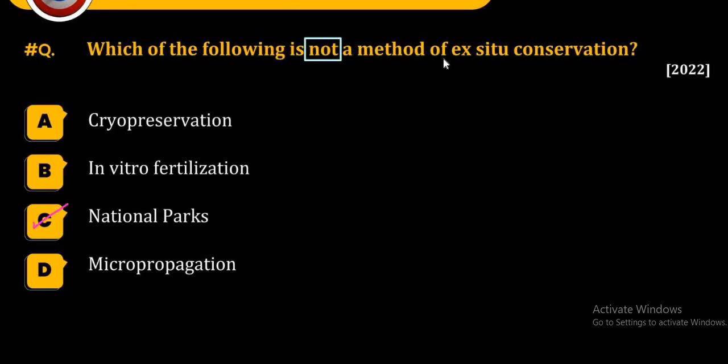Next question. Which of the following is not a method of ex situ conservation? Cryopreservation, in vitro fertilization, national park, micropropagation. Option C is correct. National park.